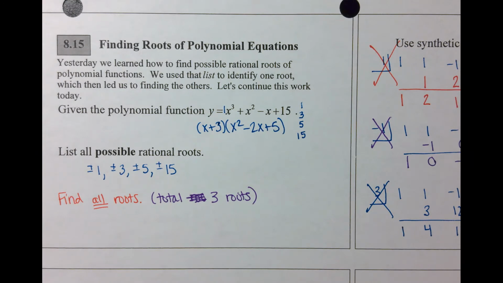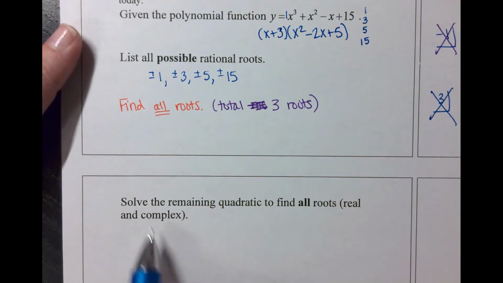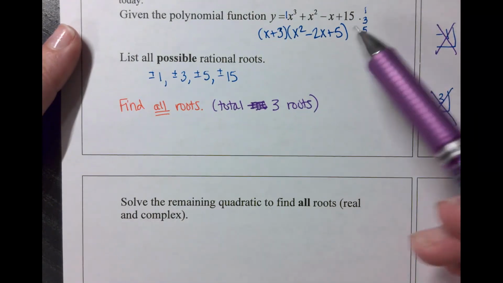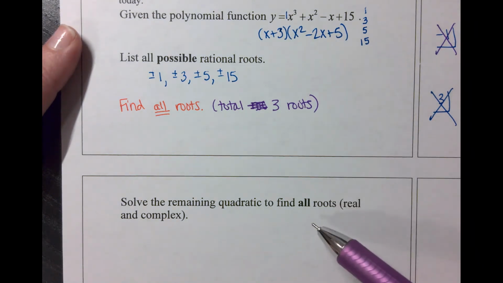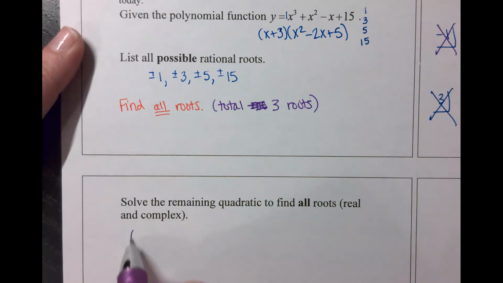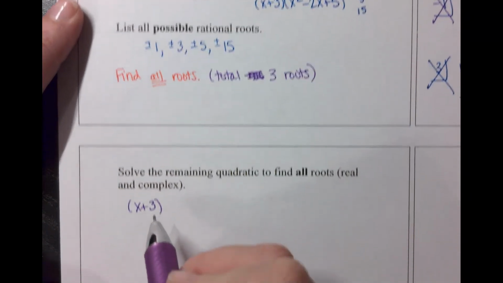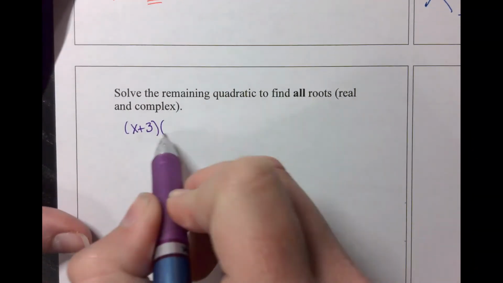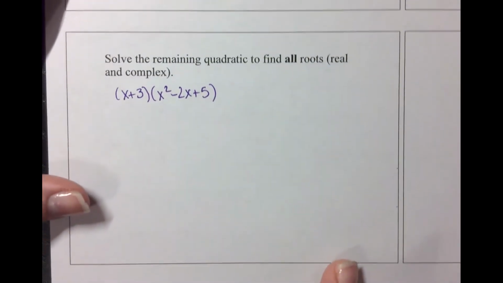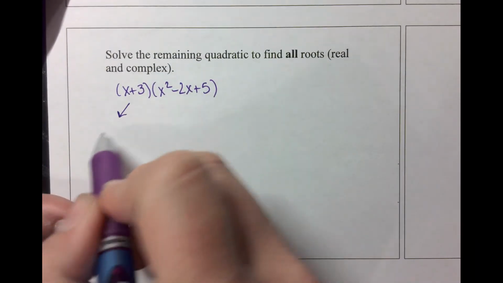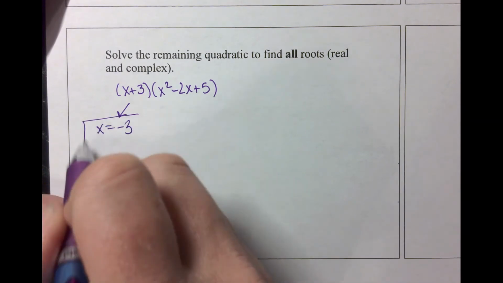All right, so we've got lots of room. I'm going to come down here now because it says solve the remaining quadratic. This is what I'm referring to. We're going to solve that quadratic to find all roots. So let me just move this down here. We've got our x plus 3, x squared minus 2x plus 5. This one gives us our root of x equals negative 3. We already knew that.